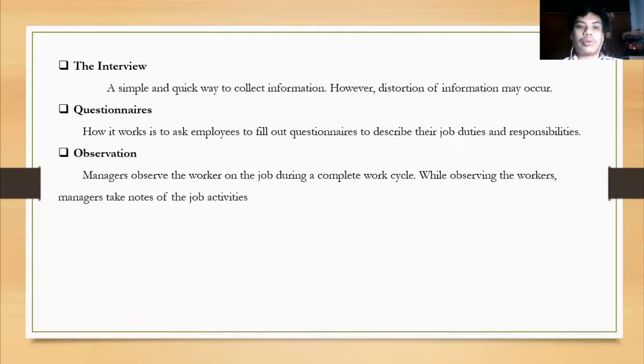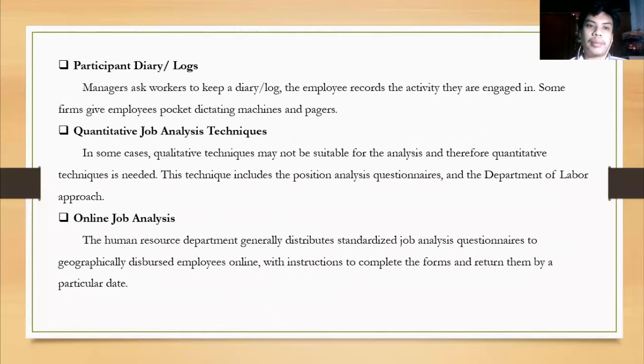Next one is to conduct an observation. Managers observe the workers on the job during a complete work cycle. While observing the workers, managers take notes of the job activities. Next is participant diary or logs. Managers ask workers to keep diary or log. The employee records the activity they are engaged in. Some firms give employees pocket dictating machines and pagers.